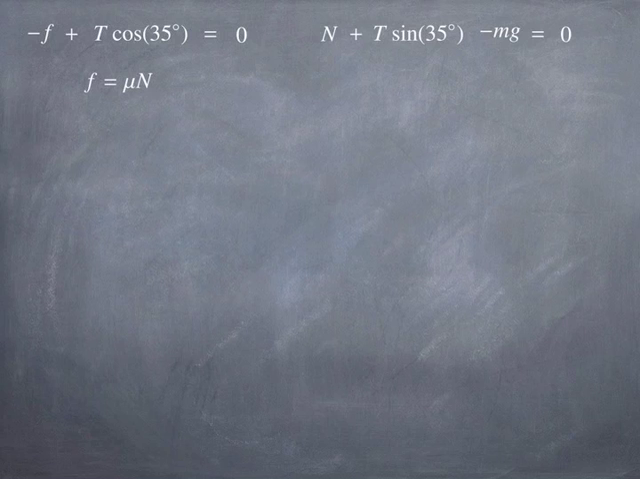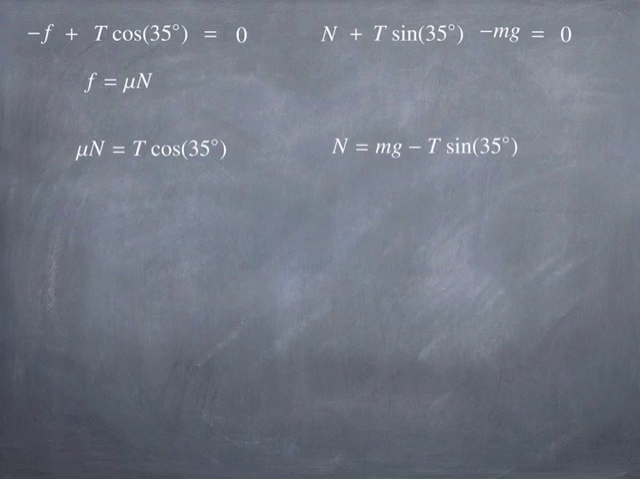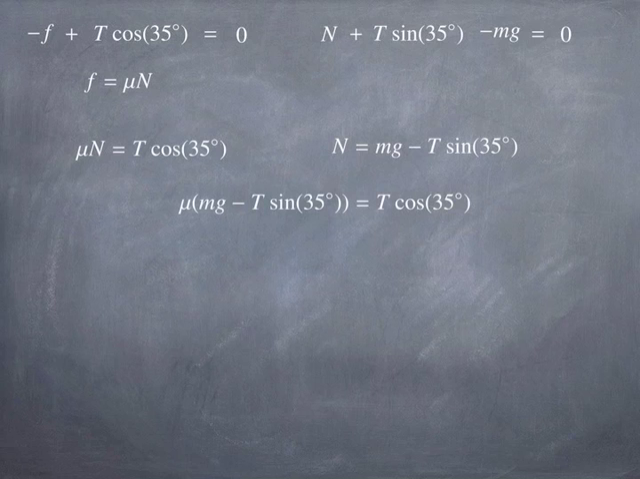I can also solve the equation on the right for N, and I get N is mg minus T sine 35. So, substituting in the friction and solving for N on the right, notice I've got two equations, each with two unknowns, N and T. But the standard strategy for dealing with a situation like that would be to simply solve one equation for one unknown and substitute into the other. So I'll do exactly that. I'll take the expression for N on the right and substitute for N on the left. And now I have a single equation with T as the only unknown.